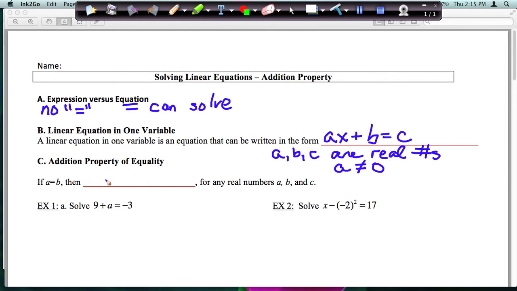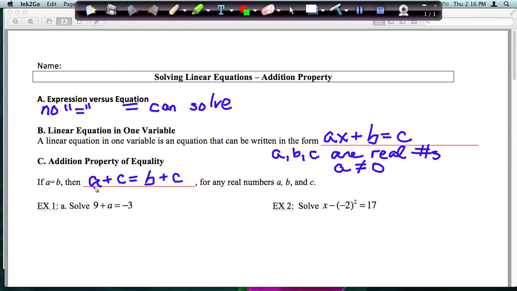So let's look at the addition property of equality, how we solve a linear equation. If you have two things equal to each other, if a equals b, then if you add or, in the same token, subtract this same number from both sides, so if I decide to add, in this case c, to both sides, it stays an equivalent equation, as long as you're adding or subtracting this same number, so in this case c. And so that's how we're able to solve, by using this property.